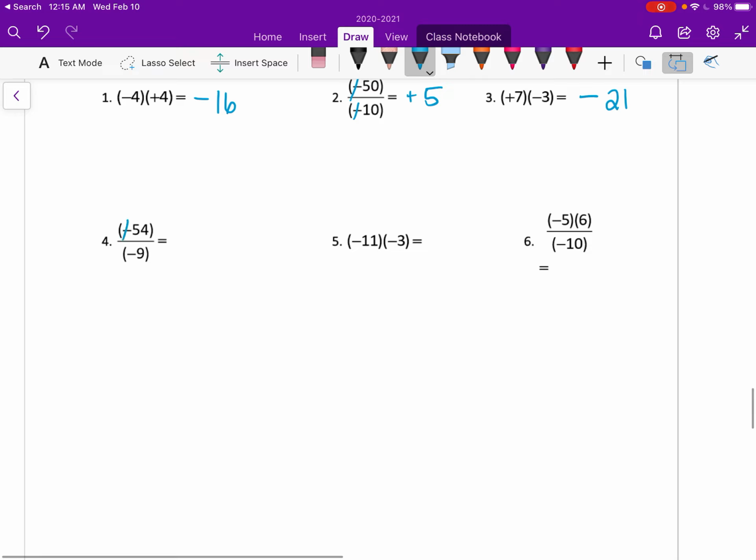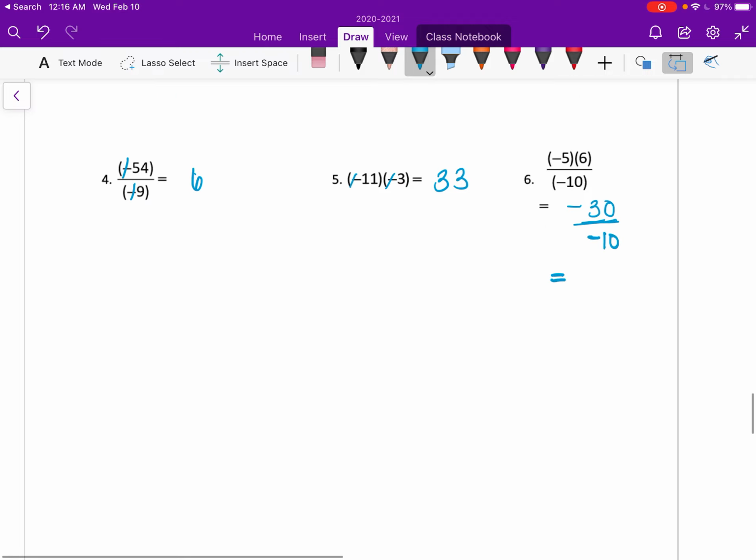I have a negative and a negative, which will cancel out. 54 divided by 9 is just going to be positive 6. I have a negative and a negative. They'll cancel each other out. They're the same sign, so I have positive. 11 times 3 is 33. I have a negative and a 6 up here. This is a negative and a positive, so I'll be left with negative 30 over negative 10. Negative and a negative now will cancel each other out, and then I have 30 divided by 10, which is 3.